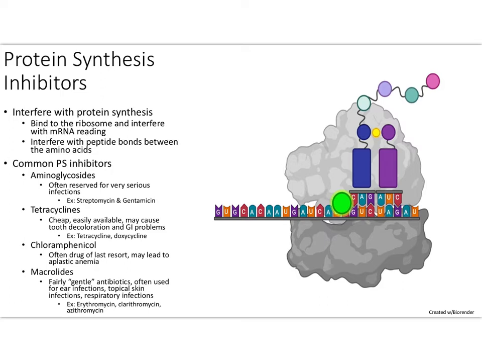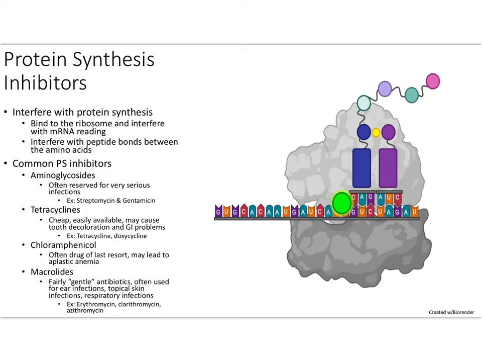There are some very common protein synthesis inhibitors, and those are the aminoglycosides, the tetracyclines, chloramphenicol, and the macrolides. And for each of these groups, except chloramphenicol, there are multiple individual drugs that fall into these categories. So one group of protein synthesis inhibitors are the aminoglycosides. These are oftentimes reserved for very serious infections because they can be a bit damaging to the human body. Some common examples of aminoglycosides are streptomycin and gentamicin.